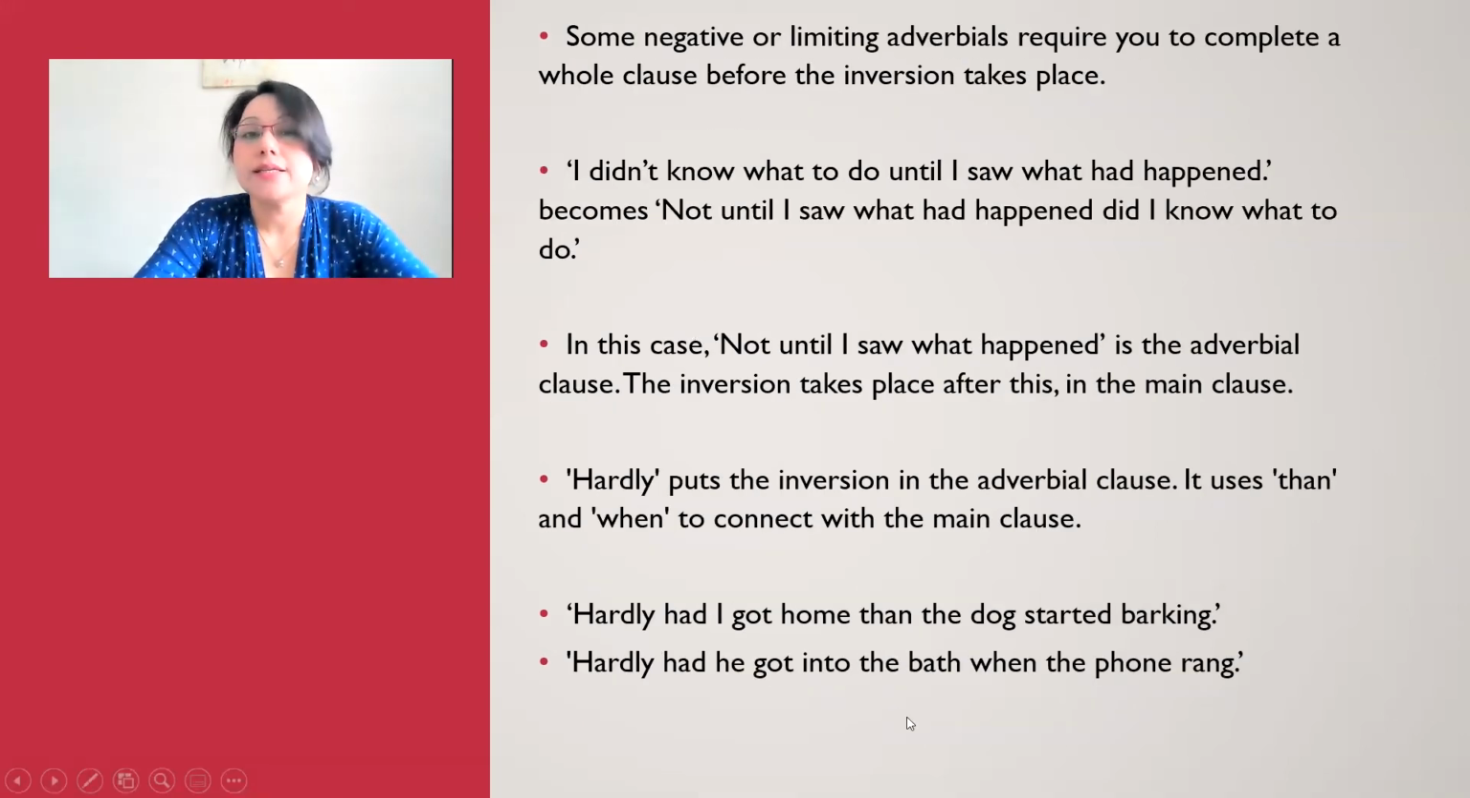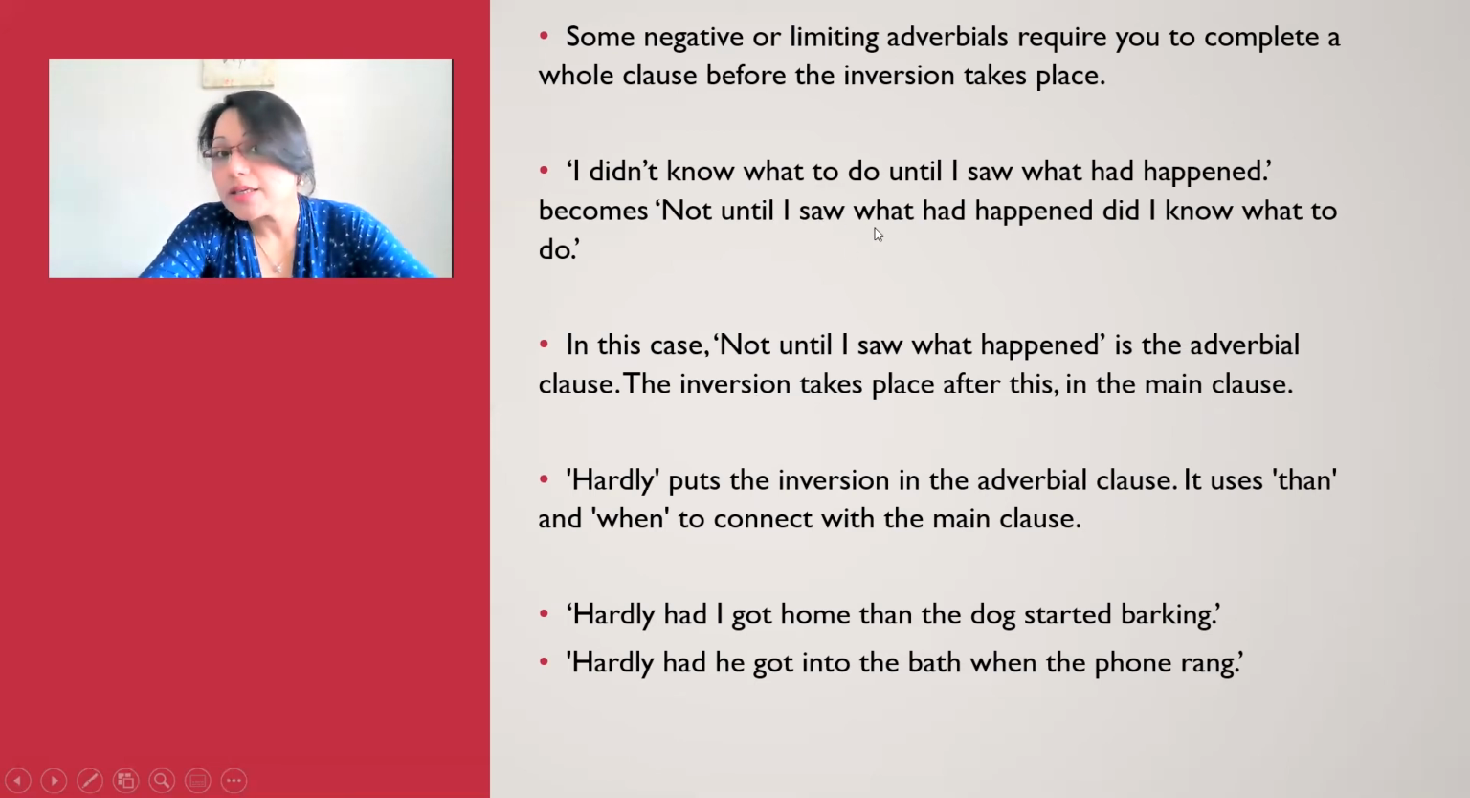Okay, some negative or limiting adverbials require you to complete a whole clause before the inversion takes place. Again, explaining with an example: I didn't know what to do until I saw what had happened. It becomes: not until I saw what had happened did I know what to do. Like it says over here, in this case, not until I saw what happened is the adverbial clause, and the inversion takes place after this in the main clause.